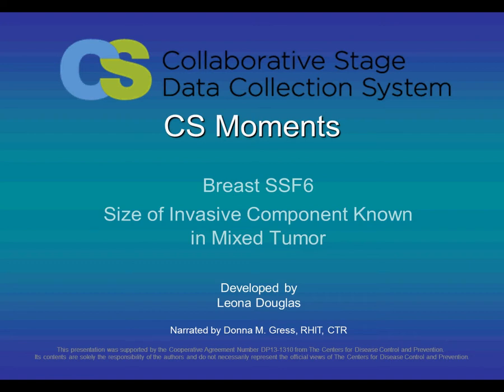This is the Collaborative Stage Data Collection System, CS Moments. The topic for today is breast site-specific factor 6. The size of the invasive component is known in a mixed tumor. I'm Donna Gress, AJCC Technical Specialist.